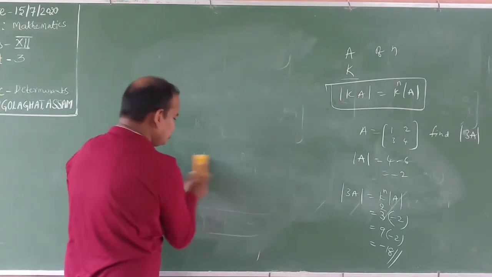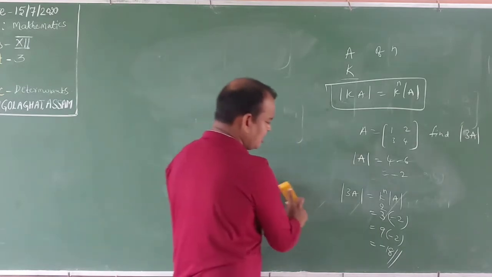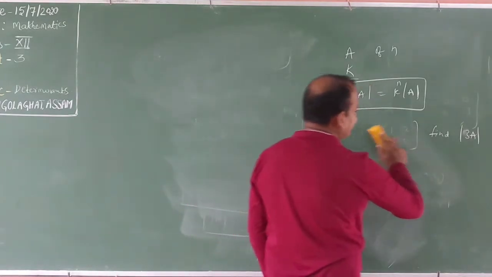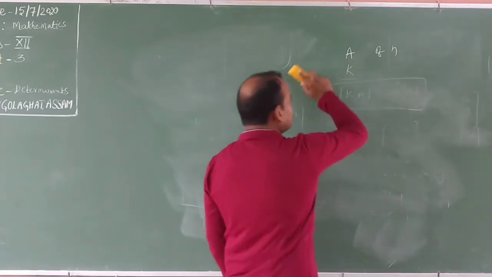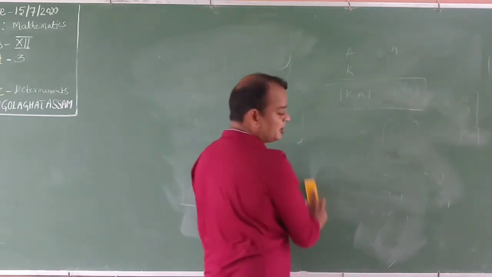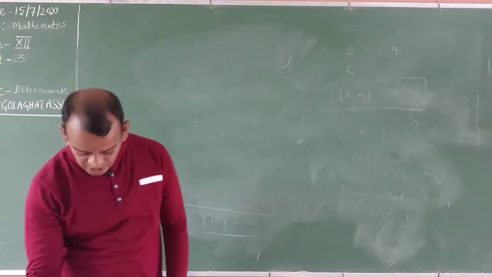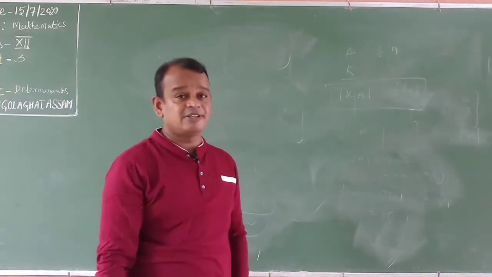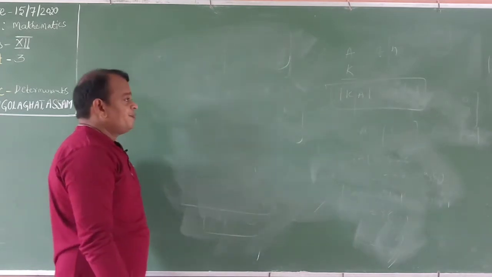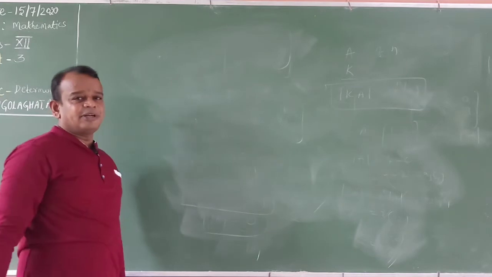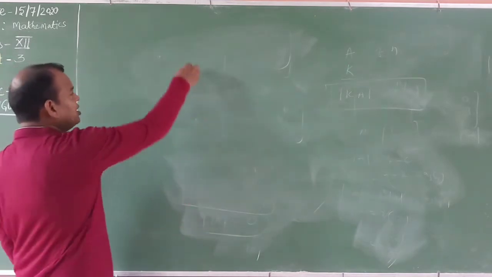This year, the properties of the determinant have been deleted from the syllabus, but we still learn the properties. Why? Because we will compulsorily do some problems on the properties. These are the properties of the determinant. And the determinant of AB also has a formula.